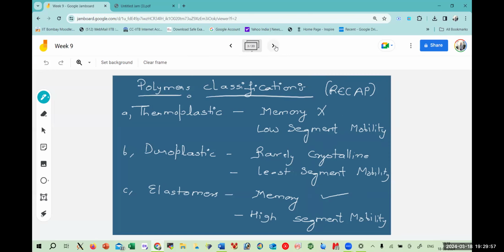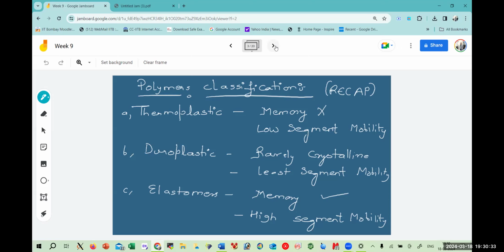For example, the main property of thermoplastics is that they don't have a memory. Say, for example, if you have applied a force for a certain time and then you remove the force, once that material has been deformed, it will not come back to its original state. The plastics, if for example they are melted, cannot take their own form back again, and they have slow segment mobility because there is less cross-linking also. So then we have a duroplastic. Duroplastic has rare crystal nature and very less mobility.